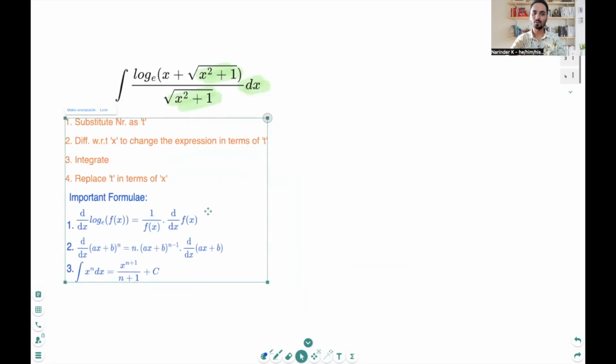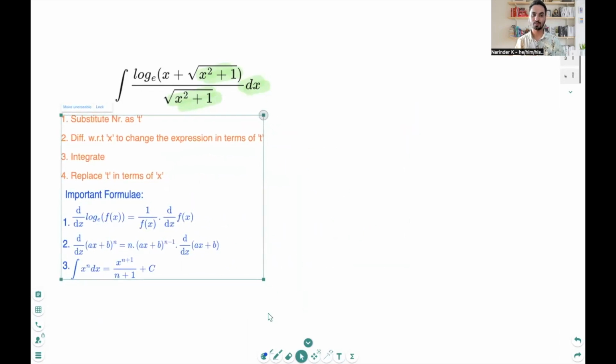And the steps are, first, we will substitute the numerator as t, and then differentiate both sides with respect to x in order to get all the terms in terms of t or dt, and then integrate, and in the final step, replace t in terms of x. And I have given you some important formulae as always. So let's get started.